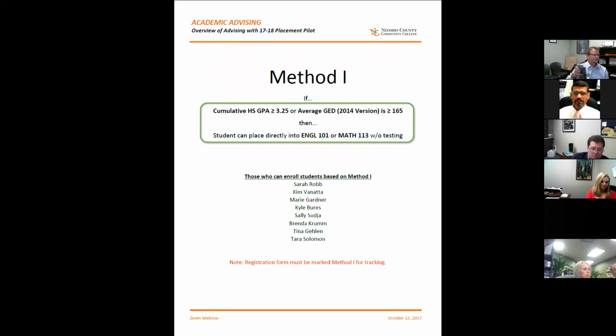So students who meet the criteria for method one do have to be signed off by certain individuals on either campus, and that list is provided there. And we have to mark on their registration form the specific method for tracking purposes so that we can evaluate the success of these students. So you see there's multiple individuals on each campus that are approved to do that at this point in time.